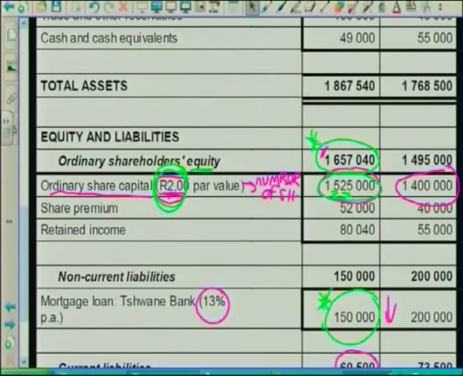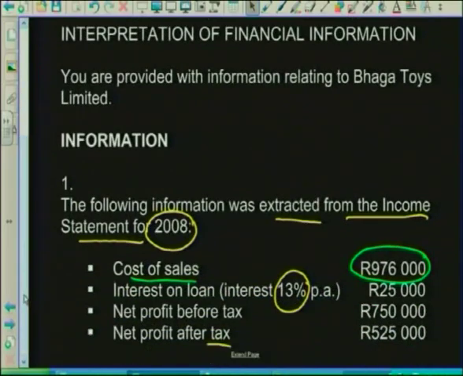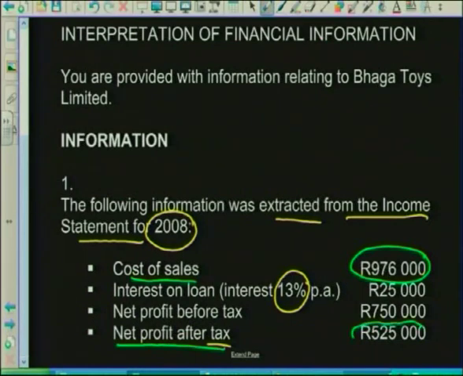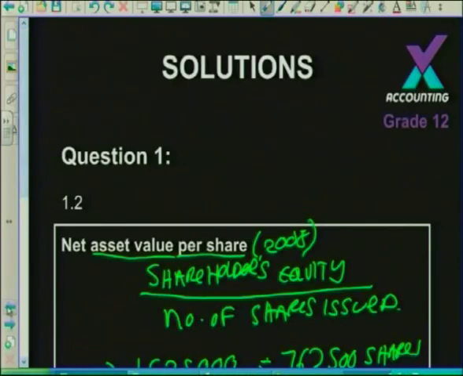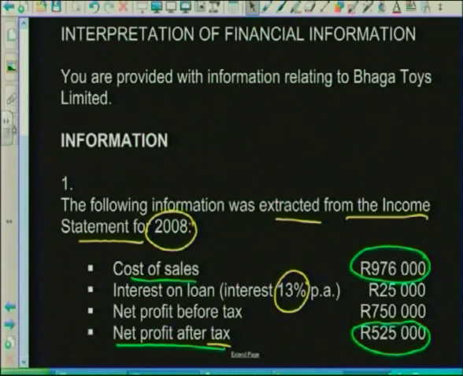Okay, income statement, there we go, net profit. This is your balance sheet. Let me find the income statement quickly. Right, there's my income statement, and I'm looking for net profit after tax. Okay, there's my net profit after tax, an amount of 525,000. So let's go back to our answer sheet. So my net profit after tax is equal to 525,000. Divided by number of shares issued. We've done this already, so let's just go back to our previous calculation. Number of shares issued, we calculated it at 762,500 shares. That was your number of shares issued, so let's fill that in.